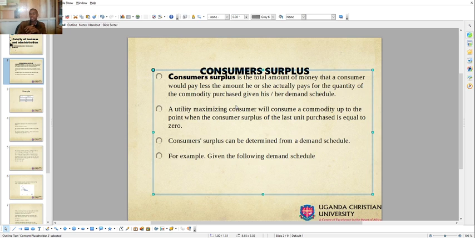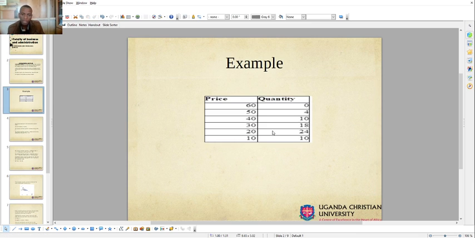I'll talk about utility maximization in our next chapter on consumer behavior. Just to give a hint, when we talk about utility, think about the satisfaction in life from consuming a commodity or a good. This consumer surplus can be determined from a schedule. You can calculate it, and we'll see how we can even identify the consumer surplus on a graph. So we have an example.